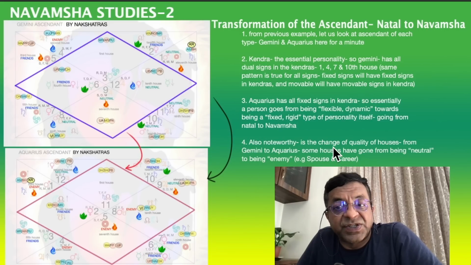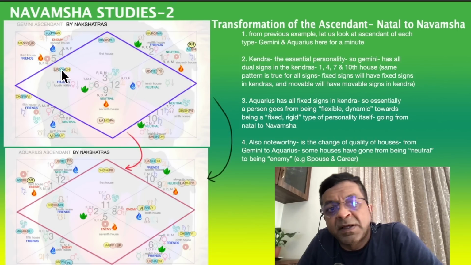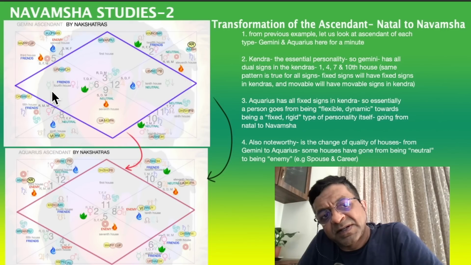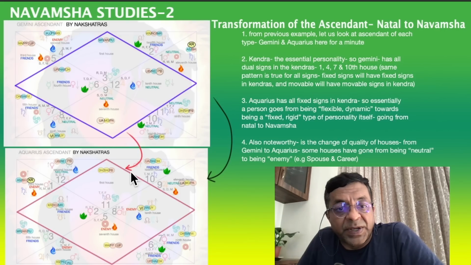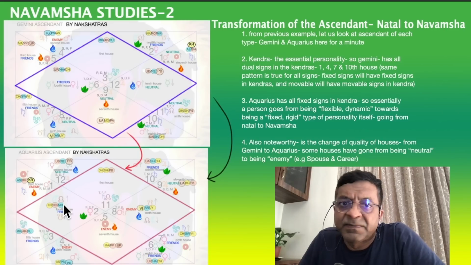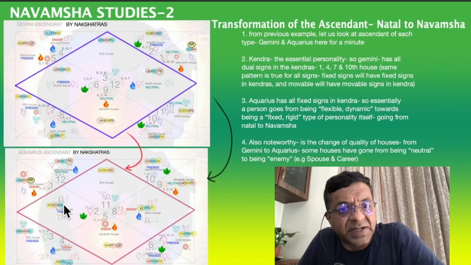Also noteworthy is the change of the quality of the houses. This is one more thing you can notice. What do I mean by quality of houses? For Gemini Ascendant, the 4th house is a friendly sign. The spouse's house is a neutral sign, and so is the 10th house, the house of career. Now when this person transforms to Navamsha Aquarius, the fourth house is friends, so that is the same, it doesn't change. The fourth house is what? Mother, heart, homeland, all the matters of home, real estate, that kind of thing. So this is good, it doesn't transform much.